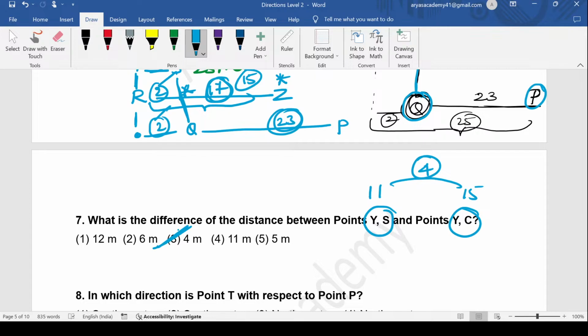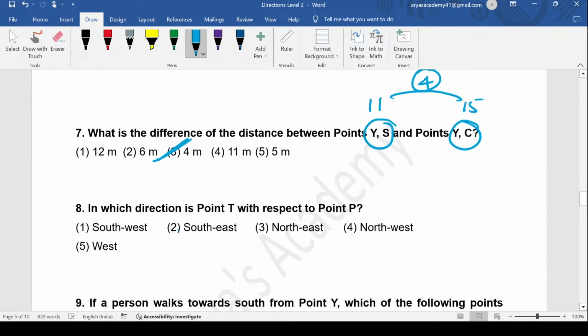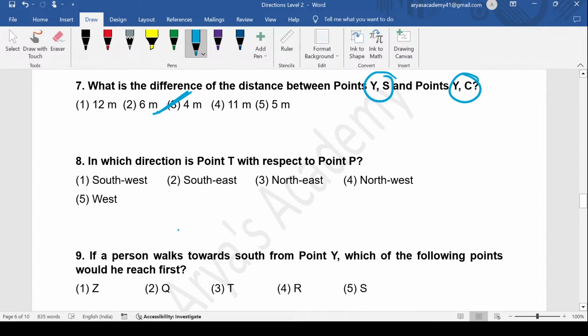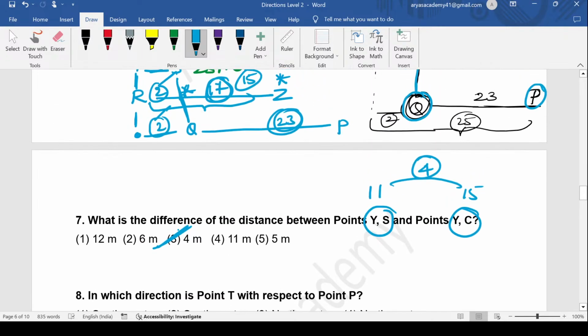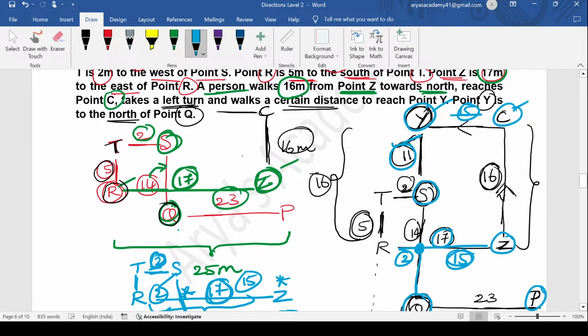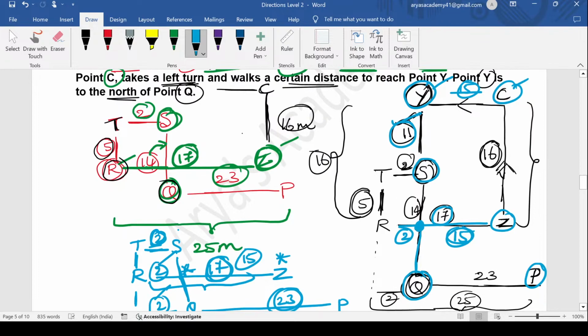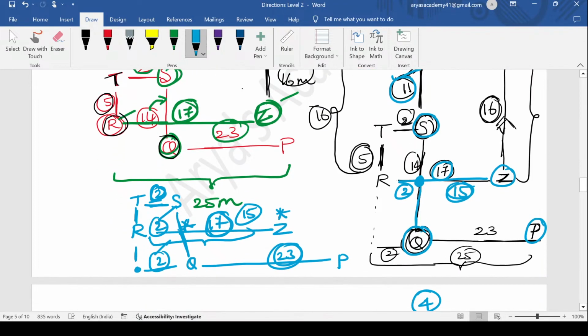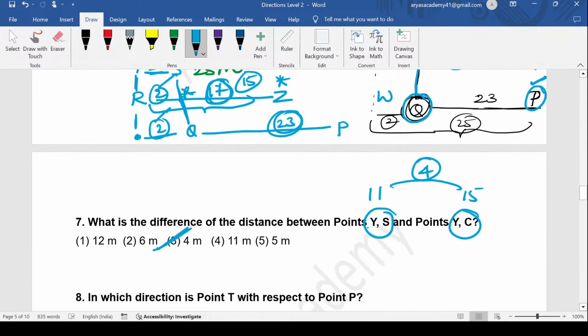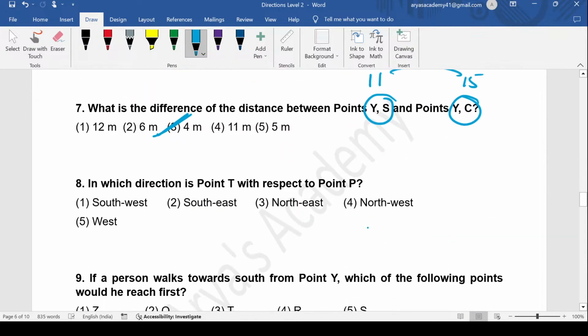What is the distance of 2 meters? If you draw proper diagrams, then you will easily get the logic that I am trying to teach you. Question number 8. In which direction is point T with respect to point P? So from P, you have to tell the direction of T. See, point P is here, whereas point T is here. If you go that way, it is north. If you come this way, it is west. It is actually in the middle between north and west. What is the answer? North-west.